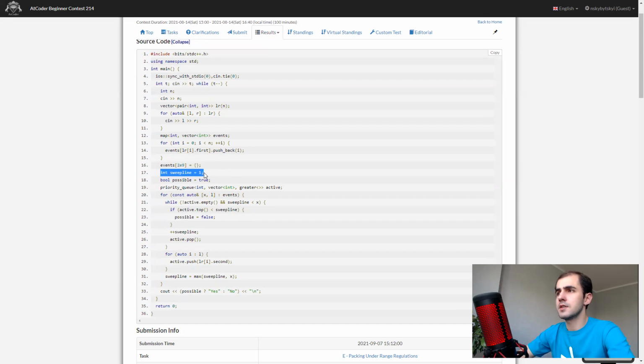And I also create a sweep line, which basically means the position that we will try to place a ball in, and hopefully it will be within the range. I also have a priority queue of active segments, so balls that we have at our hands that we have not placed down yet. And it's a priority queue because I want quick access to the minimum element. So that's why I used a priority queue. You may use std set, it doesn't matter too much.